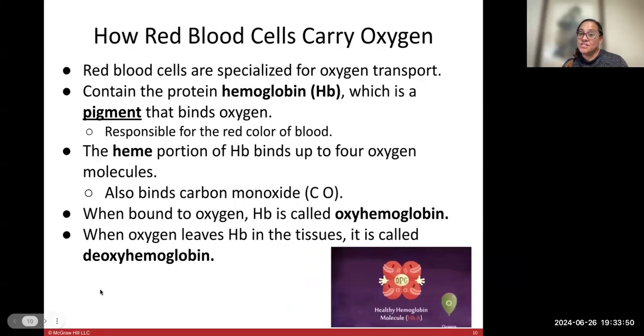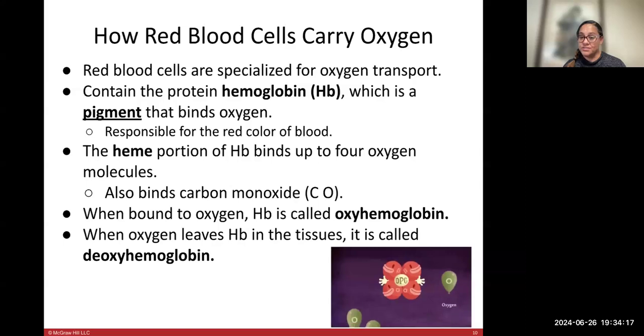Red blood cells are specialized for oxygen transport. It contains the protein hemoglobin, which is a pigment that binds oxygen. And the word pigment signifies color. So hemoglobin is the pigment that is responsible for the red color of blood. The heme portion of the hemoglobin molecule will bind up to 4 oxygen molecules. That's what the little GIF in the bottom corner is representing. It will also bind carbon monoxide.